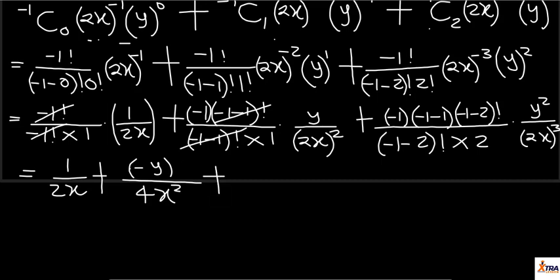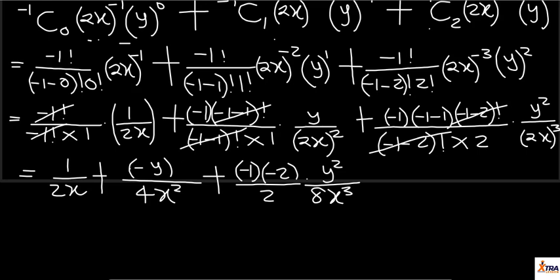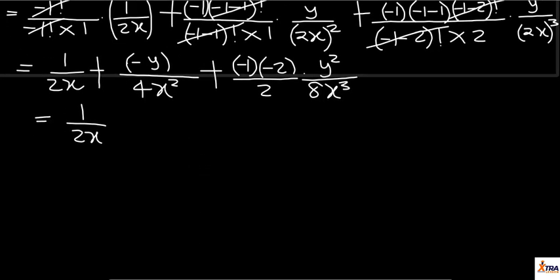Moving on, simplifying this, I know this will cancel this. I'll be left with minus 1 times minus 2 over 2, then y squared over 2 raised to the power 3, which is 8, x raised to the power 3 remains, and then from here I'll be having 1 over 2x. Plus and minus here gives me minus y over 4x squared. Minus 1 times minus 2 here gives me 2. 2 divided by 2 cancels out, and then I'll have plus y squared over 8x cubed. So this will be my final answer.